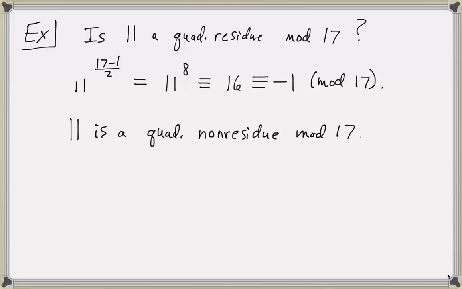So by Euler's criterion, you'll either get 1 or minus 1 mod the prime p. When a to the p minus 1 over 2 is congruent to 1 mod p, then a is a quadratic residue, and otherwise a is a quadratic non-residue. This next theorem provides a formula for a solution to x squared congruent to a mod p in the case when p is congruent to 3 mod 4.